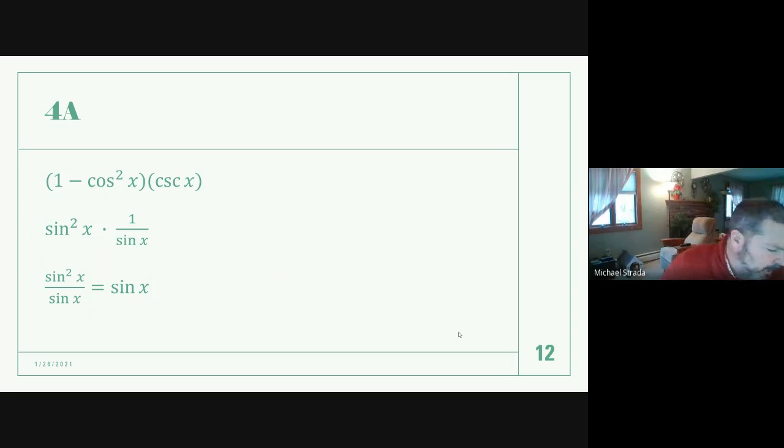For A, 1 minus cosine squared x times cosecant x. Whenever you see 1 minus either cosine squared or sine squared, realize you will utilize the Pythagorean identities. That becomes sine squared x, times secant x again. When in doubt, write everything in terms of sine. So cosecant is 1 over sine. We end up with sine squared x over sine x, and just like any variable expression, that results in sine x.